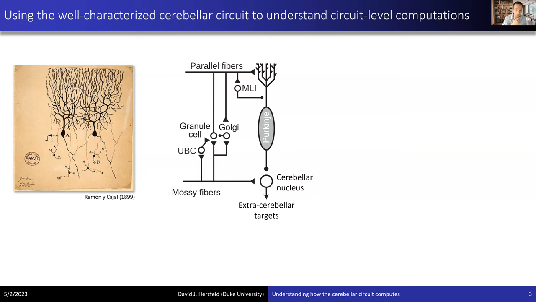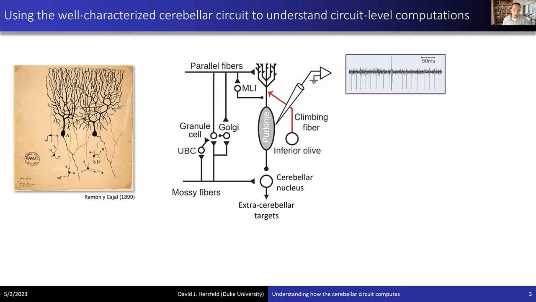You have Golgi cells and unipolar brush cells and molecular layer interneurons, all of which serve to modulate the activity in this feed-forward pathway and thereby affect the transformation of inputs to outputs. In addition to this known architecture, a really beautiful characteristic of the neurophysiology of the cerebellum is that Purkinje cells not only receive these parallel fiber inputs, but they also receive a climbing fiber input from the inferior olive, one climbing fiber input per Purkinje cell.